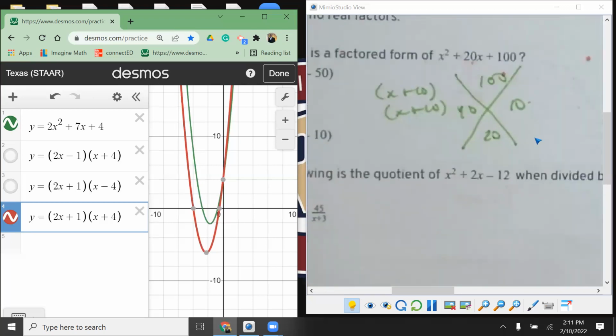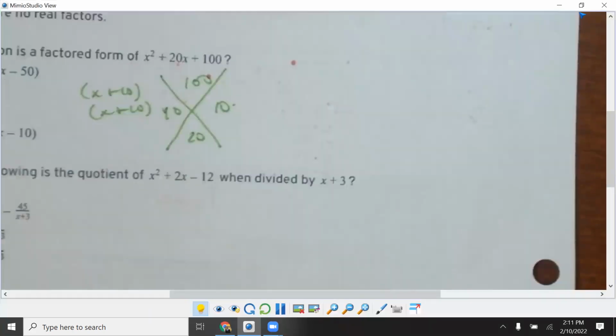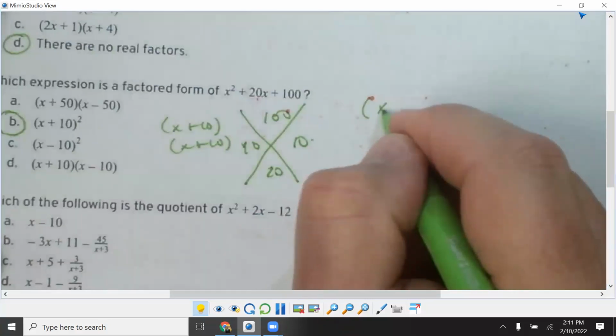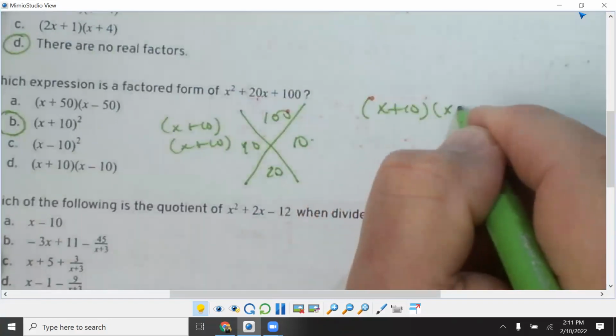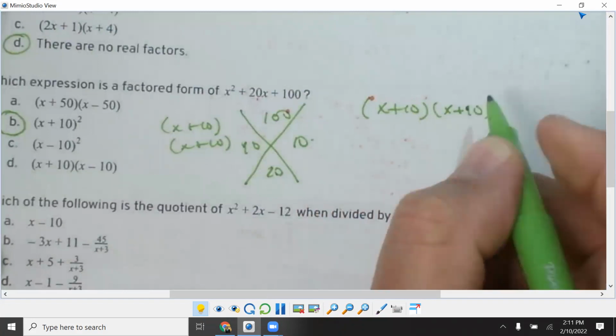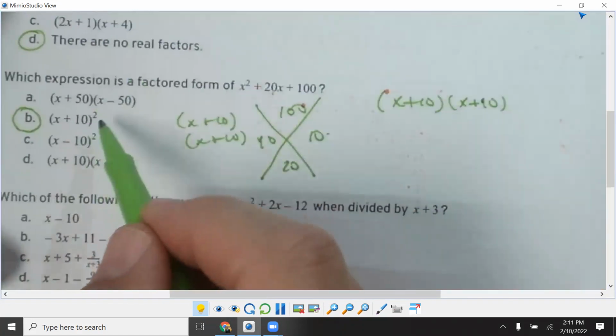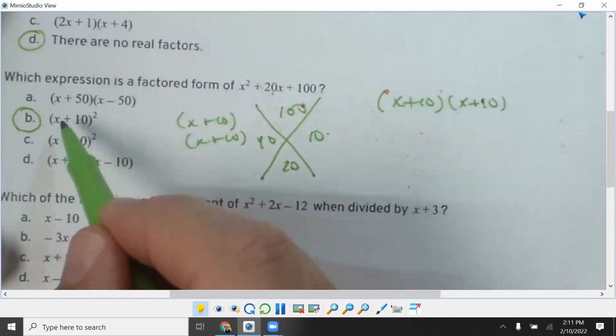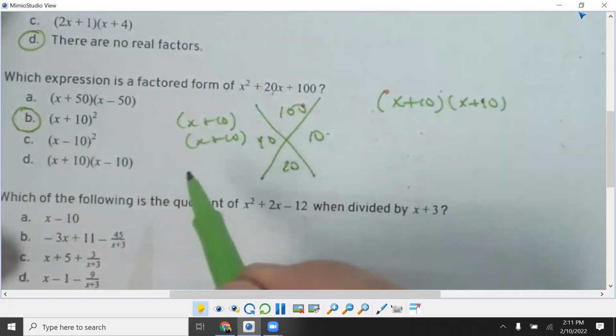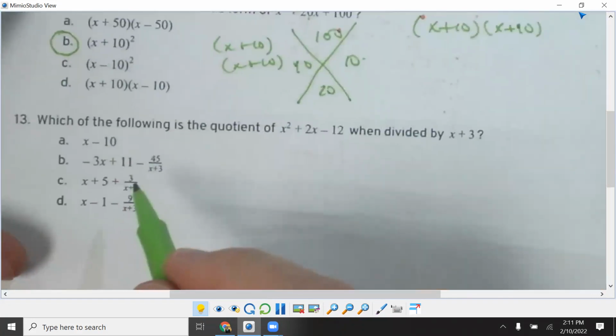So let me go back to the paper so you can see the full screen. So really, it should be like this, x plus 10 and then x plus 10. All right, and this little square means you write it out twice. That's what that means. It means, hey, write this out twice. All right, so that is the answer. All right, this one's a fun one to do.